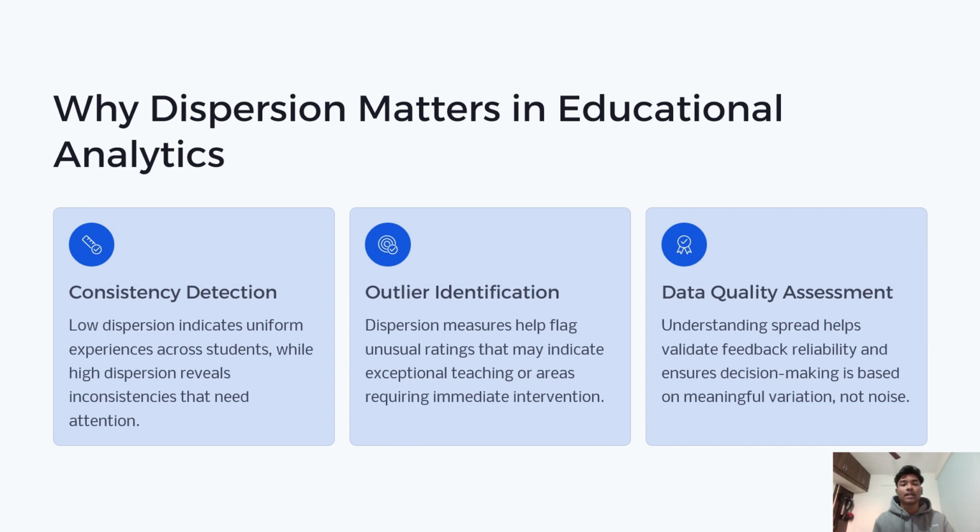Number three, data quality assessment. When feedback is too scattered, it might not be reliable. Understanding the spread helps ensure that decisions are based on meaningful patterns, not just noise.